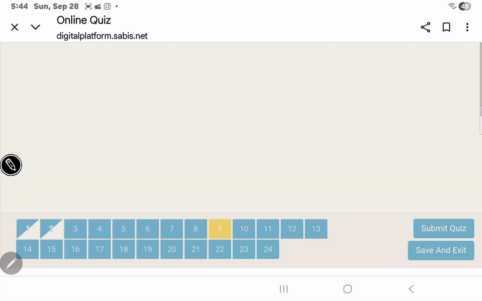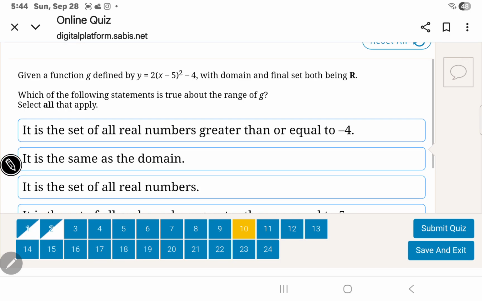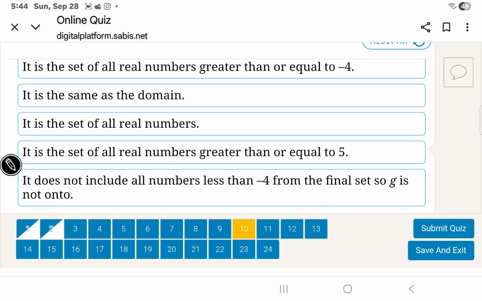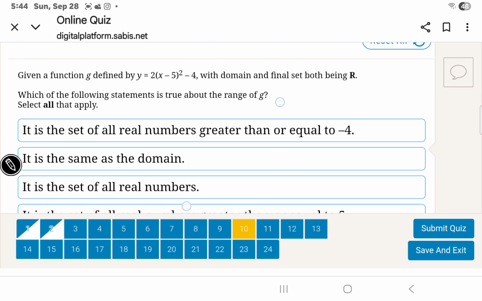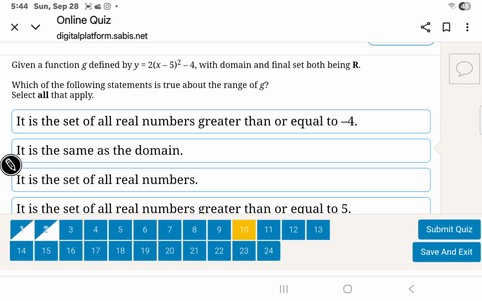Now next question, number 10. Given a function defined by this equation, with the domain and final set both being R, which of the following statements is true about the range of G? Now to find the range of G, you have to graph the function. The best method is to graph the function.